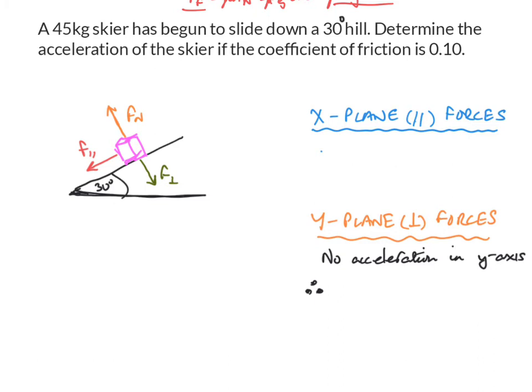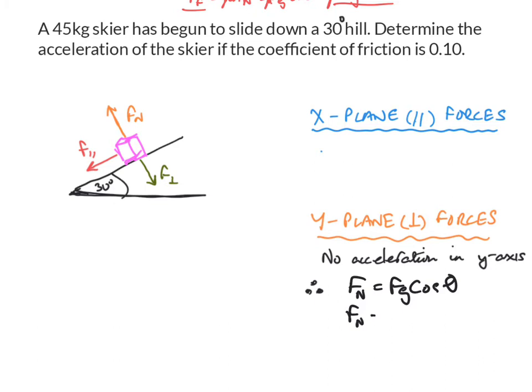But we have a skier, and that skier has begun to slide down a 30-degree hill. Determine the acceleration of the skier if the coefficient of friction is 0.1. So we have our skier in the diagram represented by the box. And what we need to do is use what we've learned and break it into the x and y planes here. So the first thing that we should probably say is that in the y plane, there is no acceleration in the y-axis. So Pat, or the skier, is not moving up and down, so perpendicular to the axis. So what that means, of course, is that Fn is equal to Fg cos theta, as we already stated.